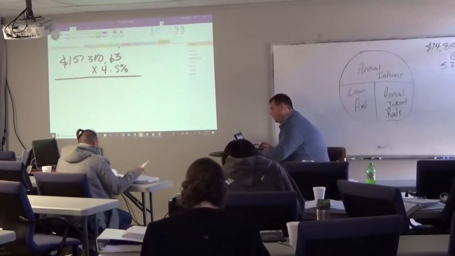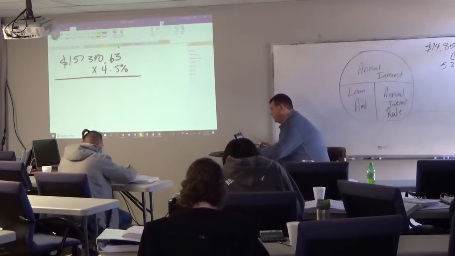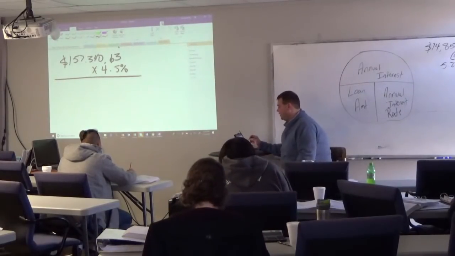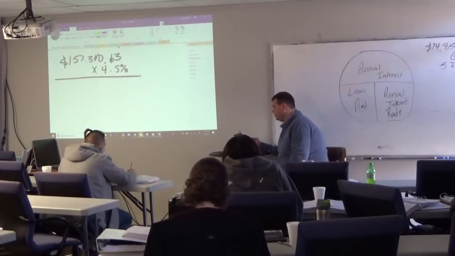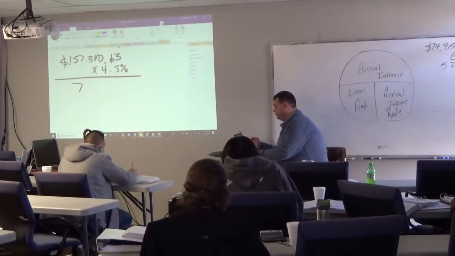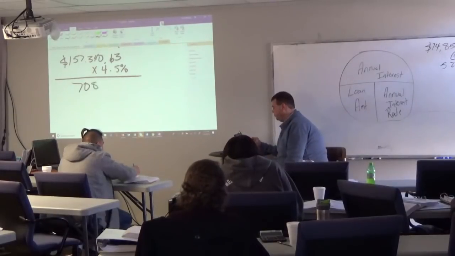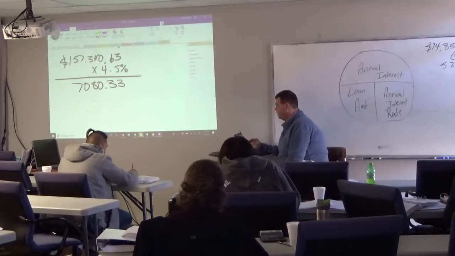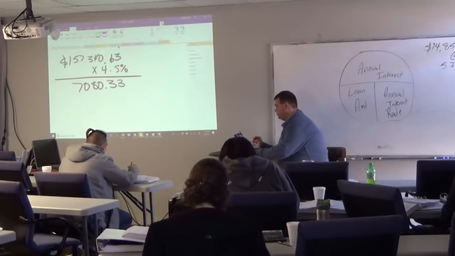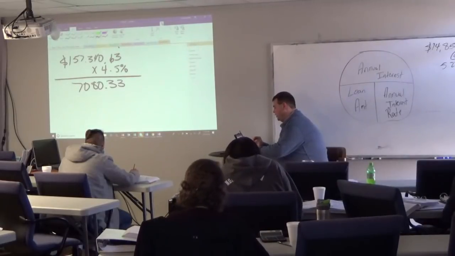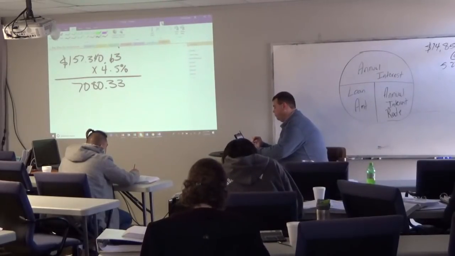So if I do that, I get 157,340.63 times 4.5%. I get how much? $7,080.33 in annual interest, right? Yes. 33 divided by what? 12.